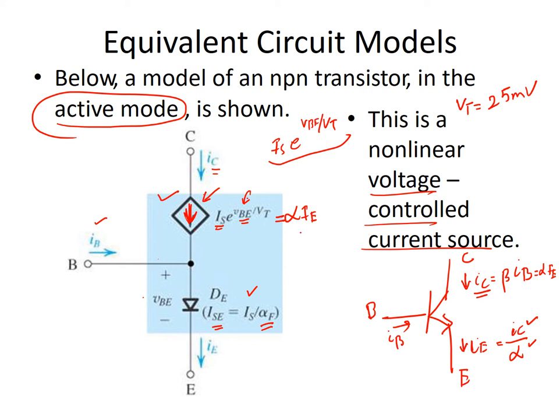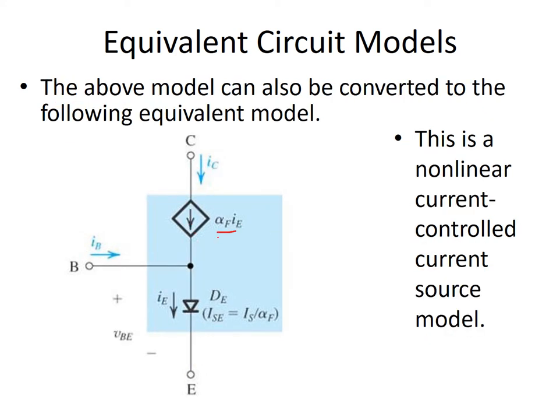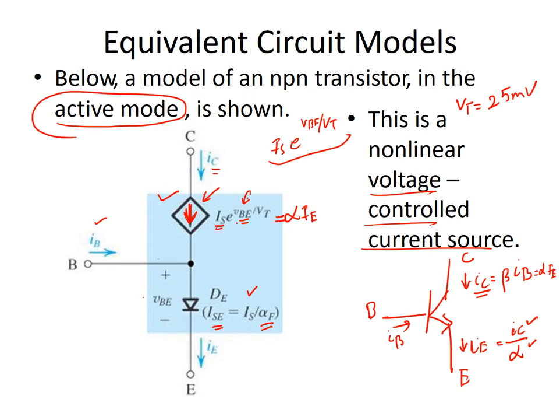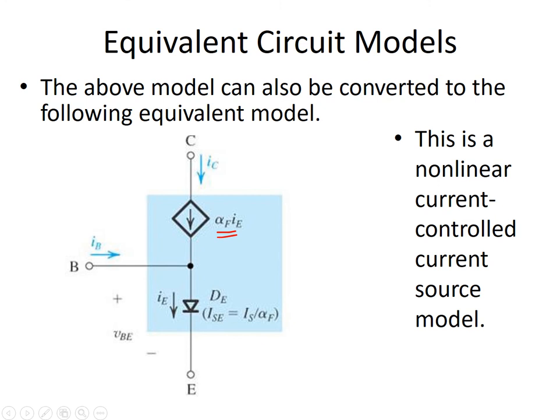We can also model the same thing differently. We know that IC is alpha times IE, so we can model the collector current like this. Now this is a current source that depends on the current, so this is called the current-controlled current source model. There is no difference between them.